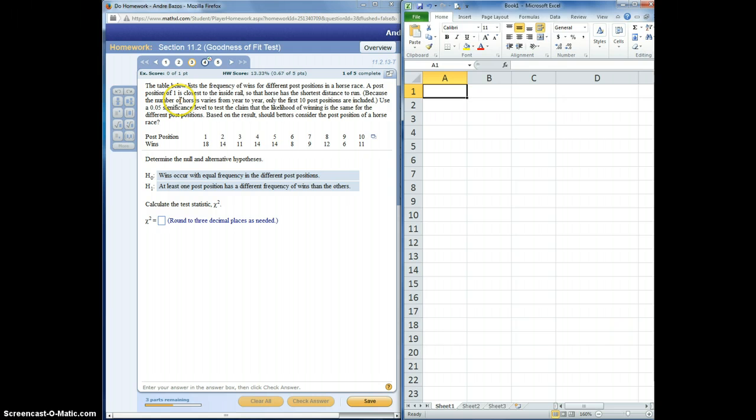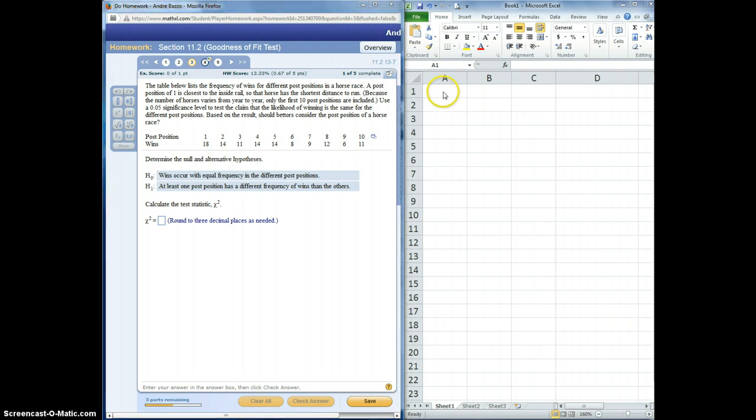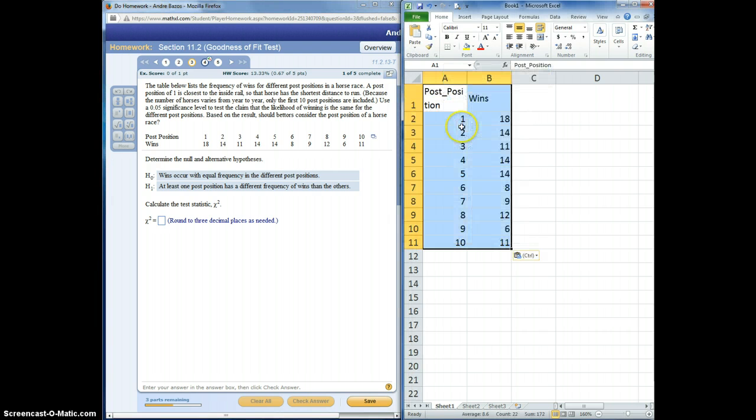All right, so here's problem number three on your homework, the chi-squared goodness of fit test. The table below lists the frequency of wins for different post positions in a horse race. So here's all the positions. I want to copy this into Excel, paste special, and here's all my data. This is the position of the horse, which has nothing to do mathematically, and this is the number of wins for the position.